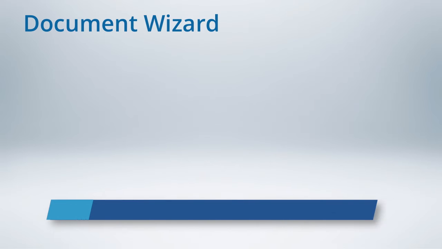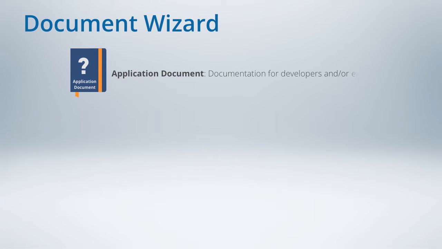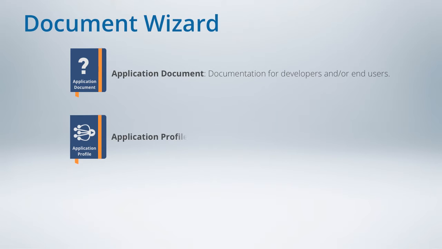Depending on our needs, we can use the document wizard to create one of the following types of documentation. An application document. This is the type of documentation that we discuss in this lesson. An application profile. The application profile is a proposal document outlining what an implementation team intends to develop.